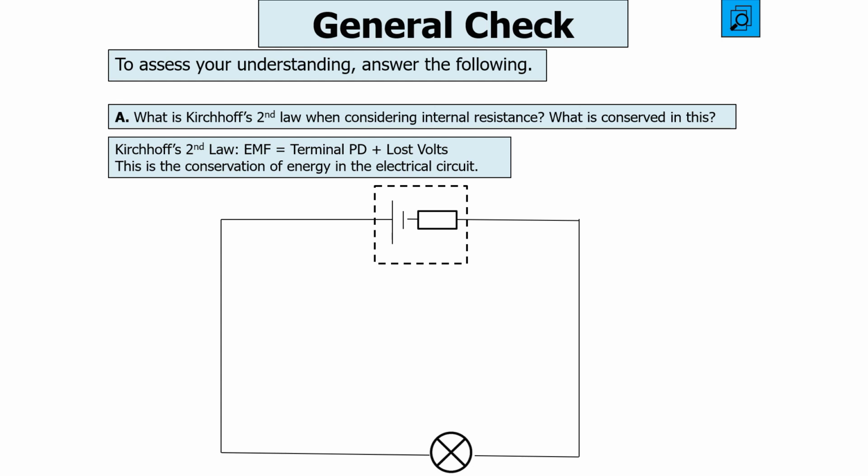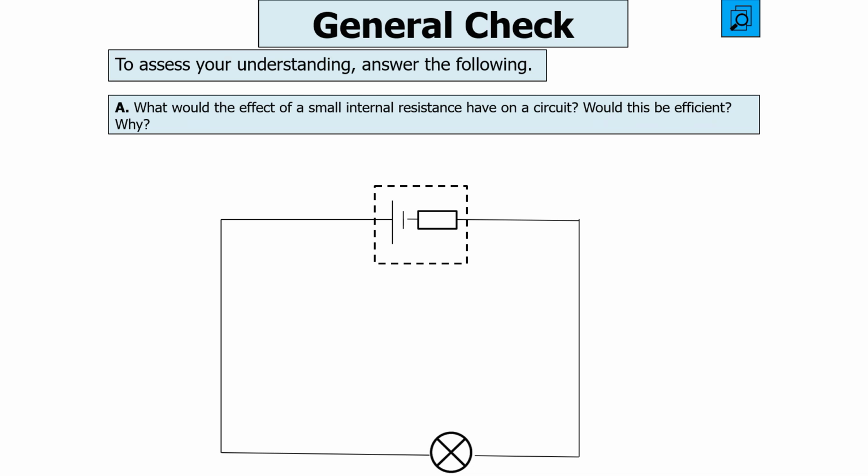Now this is, from all of Kirchhoff's second law, the conservation of energy in the electrical circuit. So, the next question says, what would the effect of a small internal resistance have on a circuit? Would this be efficient, and why? So pause the video now, then unpause the video when you want to go through your answer.